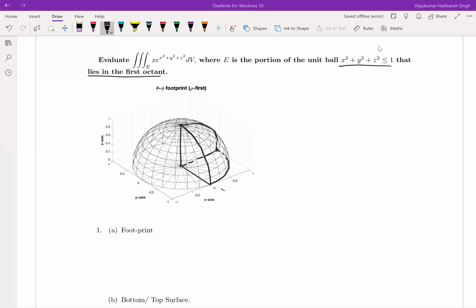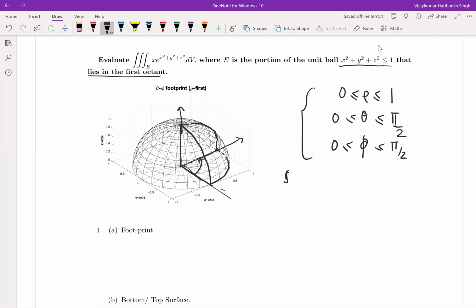So in this case, we have x e to the power x squared plus y squared plus z squared. Here, rho is between 0 and 1. Theta goes from 0 to pi by 2, right? Think about the first octant: this is the positive x-axis, and we are in this first octant here. So your angle theta goes from 0 to pi by 2, and phi goes from 0 to pi by 2 as well. So this is a spherical box.